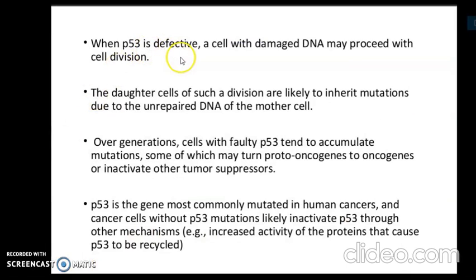So when p53 is defective, a cell with damaged DNA may proceed with cell division. The daughter cells of such a division are likely to inherit mutations due to the unrepaired DNA of the mother cell. Over generations, cells with faulty p53 tend to accumulate mutations, some of which may turn proto-oncogenes into oncogenes or inactivate other tumor suppressors. p53 is the gene most commonly mutated in human cancers, and cancer cells without p53 mutations likely inactivate p53 through other mechanisms. Example, increased activity of the proteins that cause p53 to be recycled.